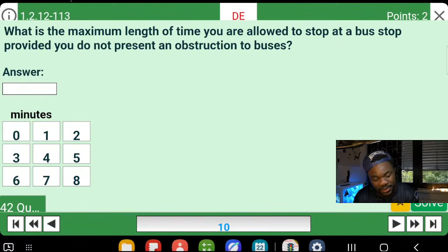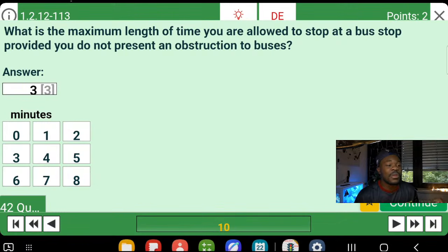Of course, 3 minutes. You're allowed to stop at a bus stop maximum 3 minutes, provided you're not causing obstruction to the buses. Remember that space is created for the buses to be able to come in and go out. So if you feel you are causing an obstruction to the buses, what do you do? You leave that area.